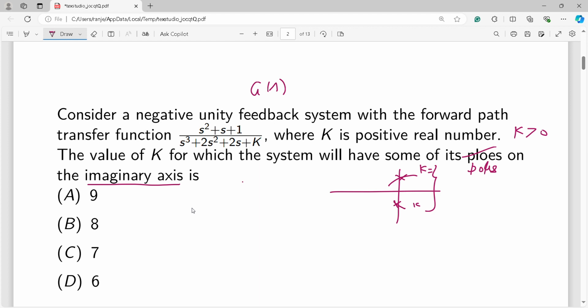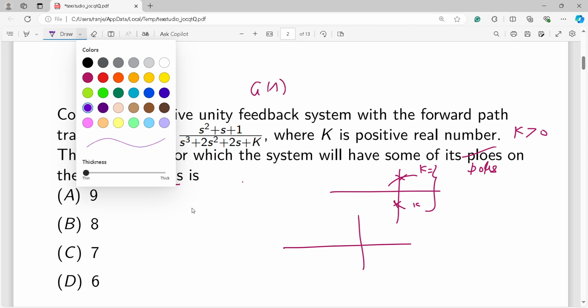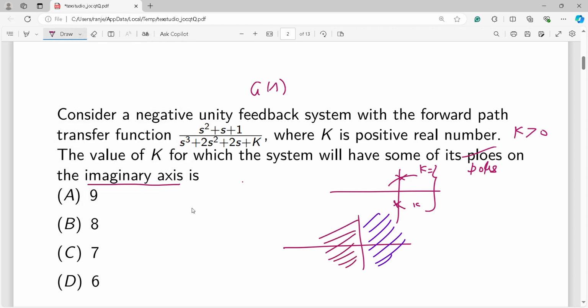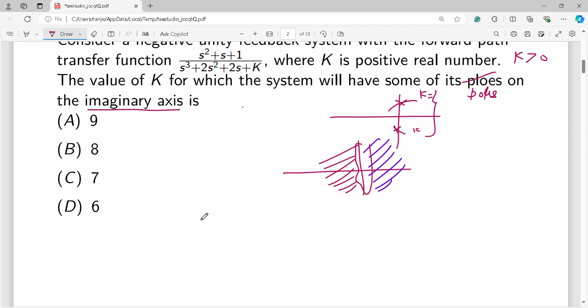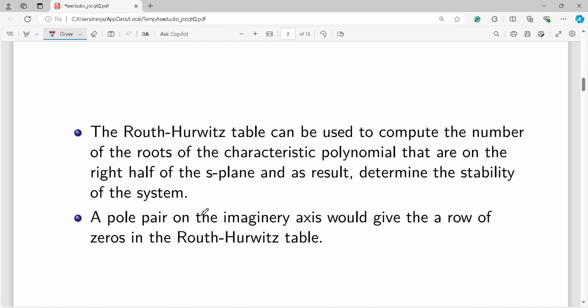As we know, whenever they give a polynomial and we talk about the location of poles, whether it is on the right hand side of the S plane, or on the left of the S plane, or on the j omega axis, for this we need to apply the Routh-Hurwitz criterion. The Routh-Hurwitz table can be used to compute the number of roots of the characteristic polynomial. What is a characteristic polynomial?